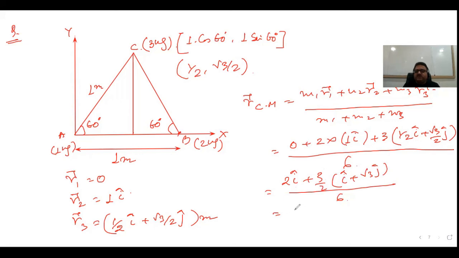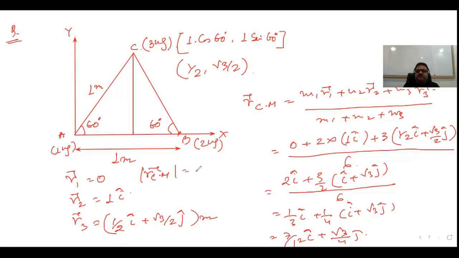If I do the calculation, this will be very simple. 2 by 6 is 1 by 3 I cap, and look, this is what? 3 by 6 is 2, 1 by 4 I cap plus root 3 J cap. Now, if I simplify the result, 1 by 3 plus 1 by 4 is what? 7 by 12 I cap plus root 3 by 4 J cap. So what is the distance of the center of mass? Magnitude of RCM is equal to root over of 7 by 12 whole square plus root 3 by 4 whole square.